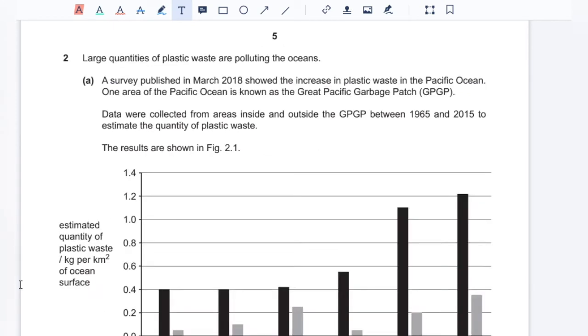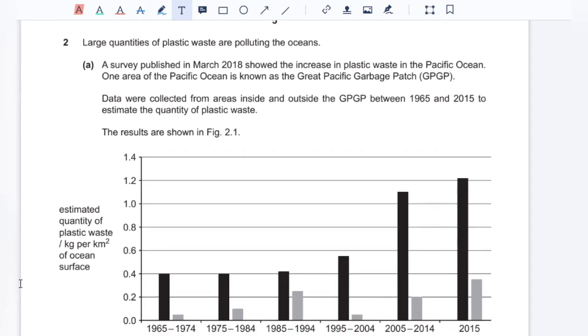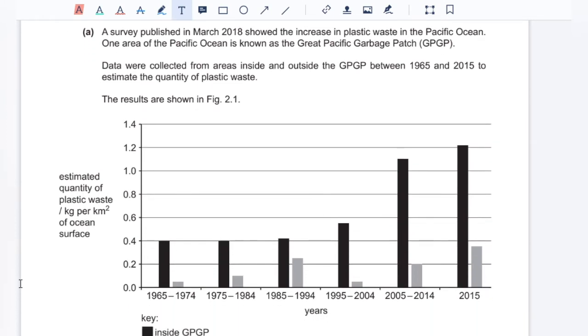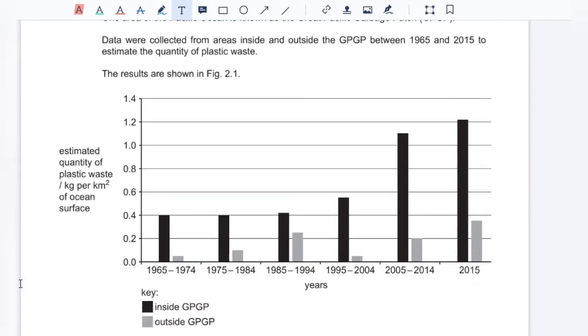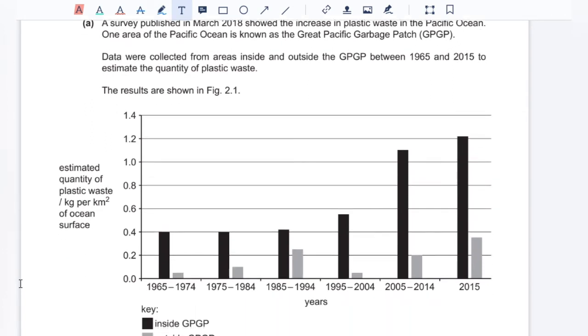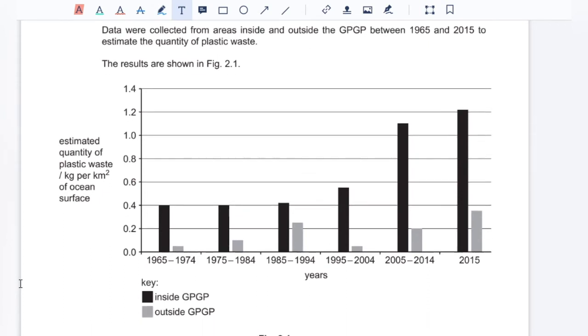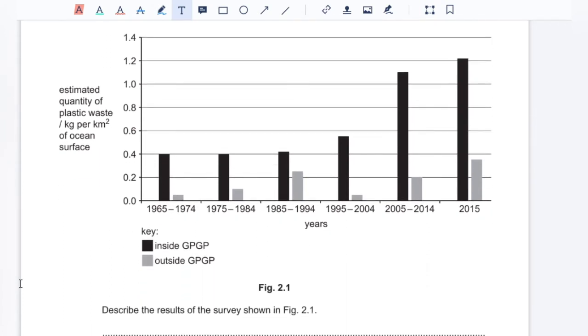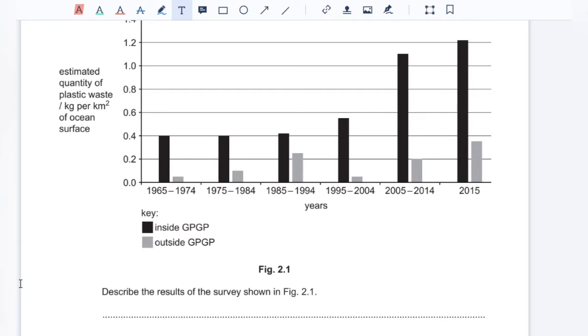2. Large quantities of plastic waste are polluting the oceans. A survey published in March 2018 showed the increase in plastic waste in the Pacific Ocean. One area of the Pacific Ocean is known as the Great Pacific Garbage Patch. Data were collected from areas inside and outside of the GPGP, which is short for Great Pacific Garbage Patch, between 1965 and 2015 to estimate the quantity of plastic waste, and the results are shown in figure 2.1. Describe the results of the survey in figure 2.1.